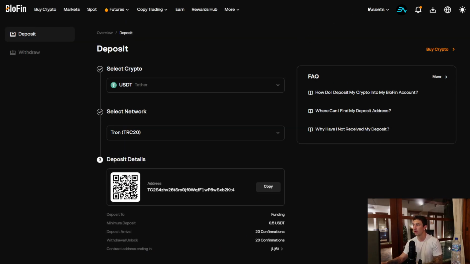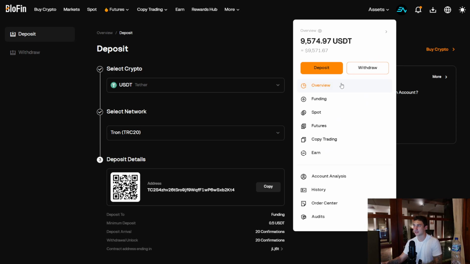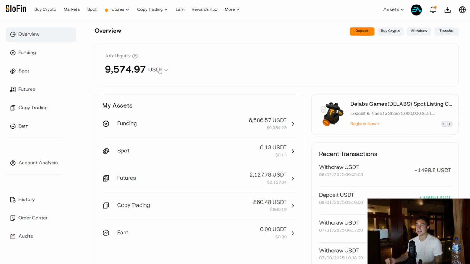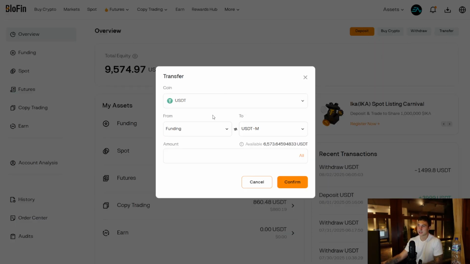Once you have the money in your Blofin account, you're going to come back up here to assets, go to overview. Once you deposit money into your Blofin, you won't be able to trade with it just yet. So you need to go to the top right here and press transfer. From here, you're going to press USDT, which is going to be in your funding wallet. So from there, you're just going to transfer it into your USDT-M. This is your futures terminal, so you can actually trade with it. Select the amount you want to trade with and then press confirm.